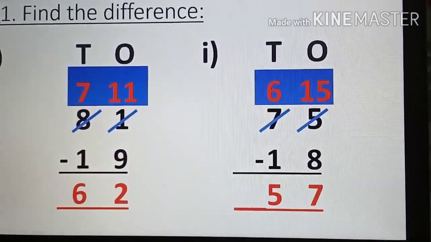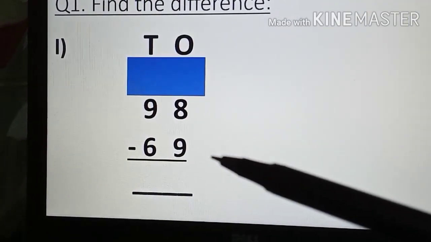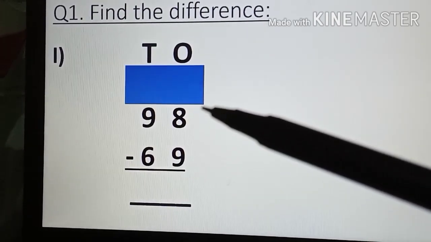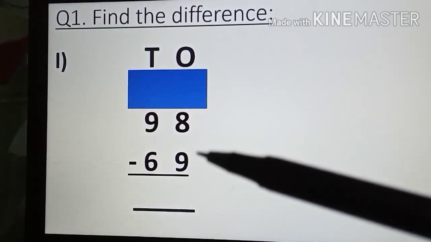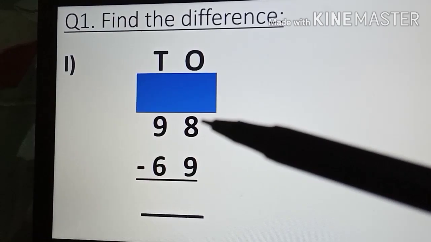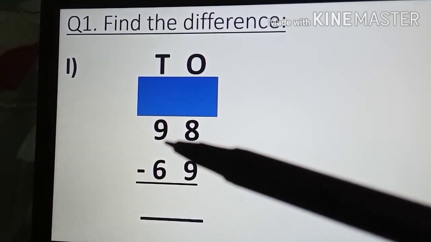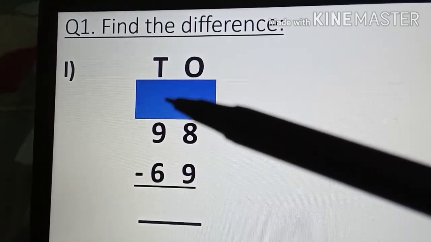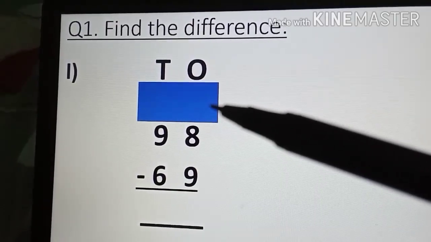Clear, children? Now we are moving to the last question, children. Here we have to subtract 69 from 98. Under the ones column, you may see digits are 8 and 9. We cannot subtract 9 from this 8. 8 will borrow 1 ten from this 9 tens. So we will cancel this 9 and write here 8. Very good. And we will cancel these 8 ones and write here 18 ones.